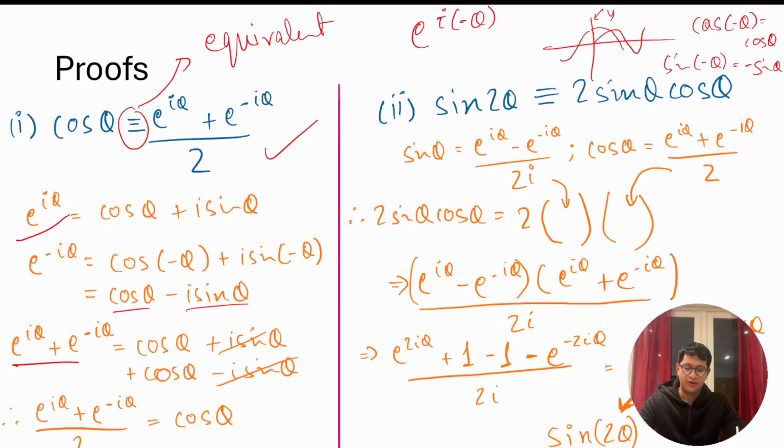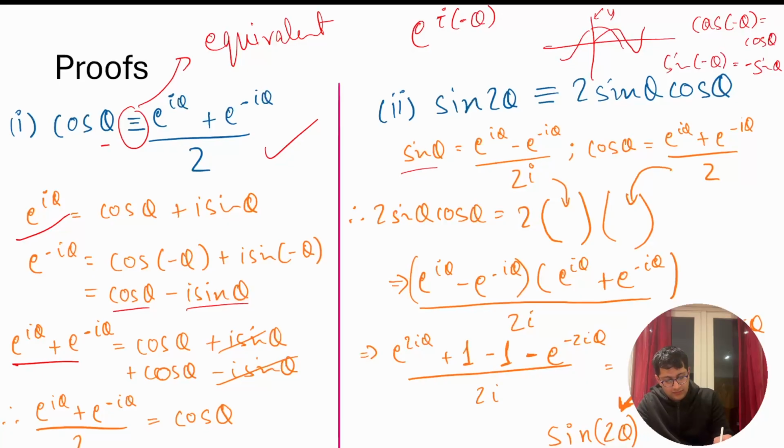Now, let's try and prove how sine 2 theta is equivalent to 2 sine theta cos theta. Using the identities, sine theta is e to the I theta minus e to the minus I theta over 2I. You know how we've proved cos theta to be this here? You can use the exact same thing to prove sine theta as well. So using these two identities, for 2 sine theta cos theta, instead of sine theta and cos theta, put the long exponential forms in.